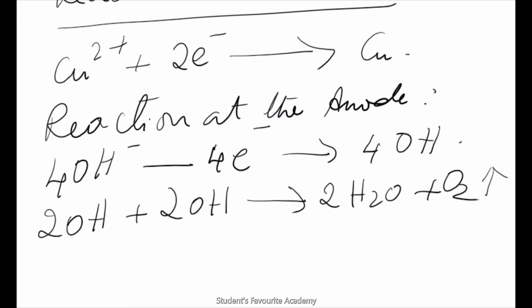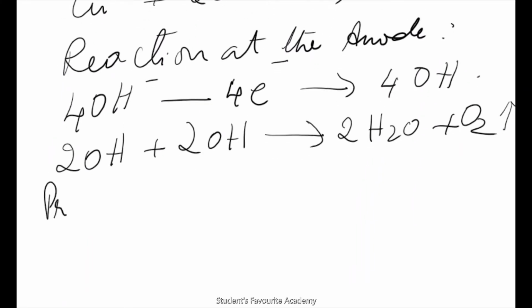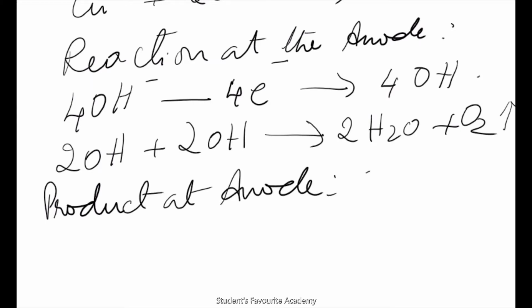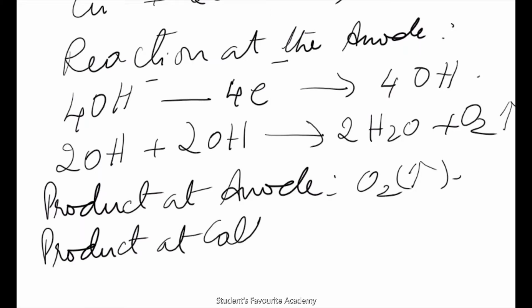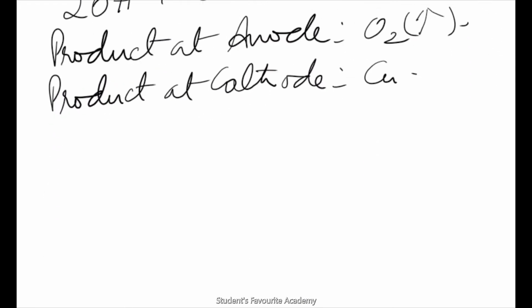So in the electrolysis of copper sulfate, what is the product at anode? Product at anode is oxygen gas. Product at cathode is copper metal. Okay, so this is how they will ask. Okay, clear?